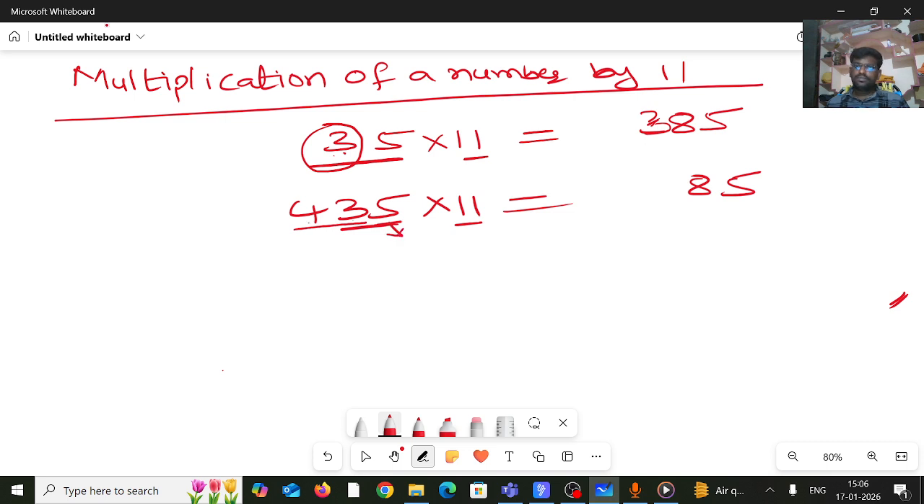4 plus 3, 7, and we have completed these two digits also, and we will leave 3 here, and directly we will write 4, 4 7 8 5.